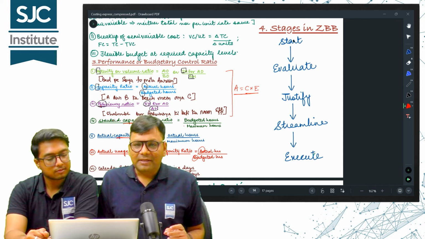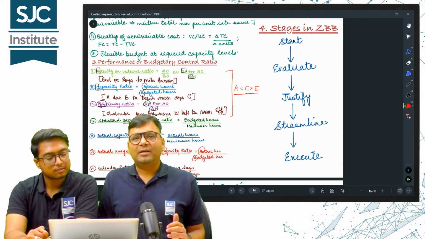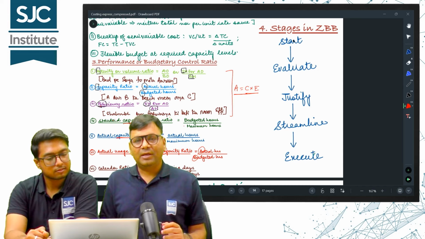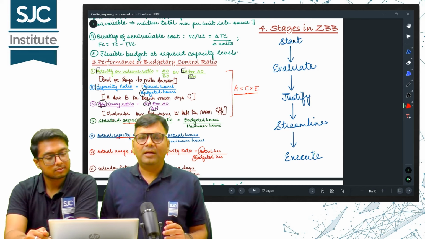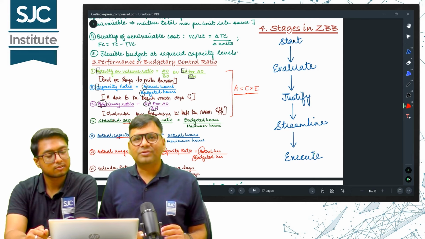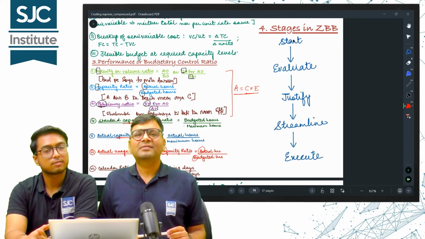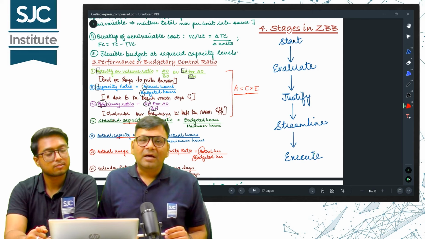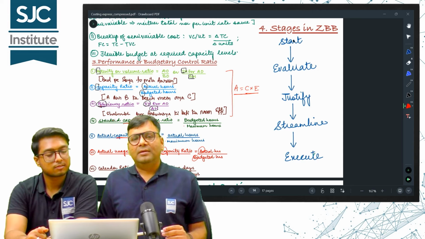And if it is accepted, then streamline which activity should be done and which should not be done, and what should be done in priority, and then execute. So this method was introduced in the US federal budget once, and then slowly it got adopted among all of the companies across the world. There is another form of budget which we call a rolling budget.